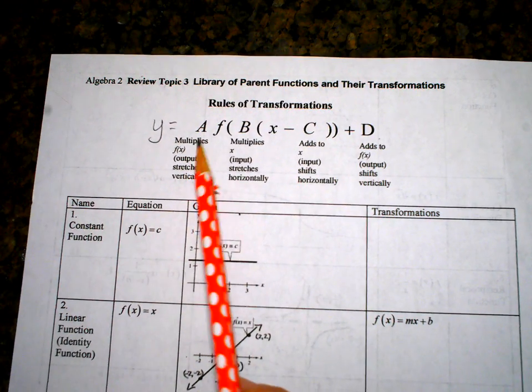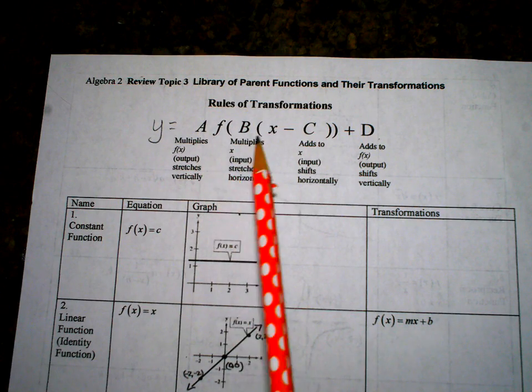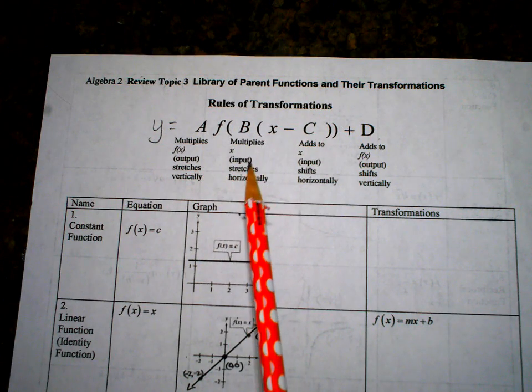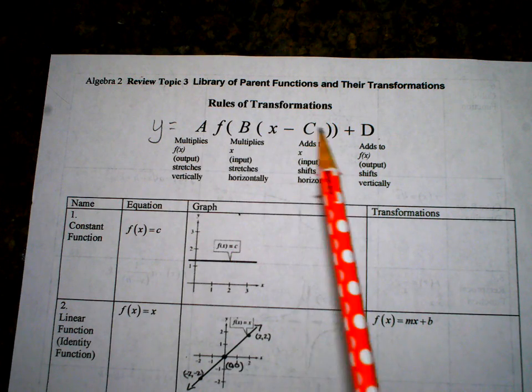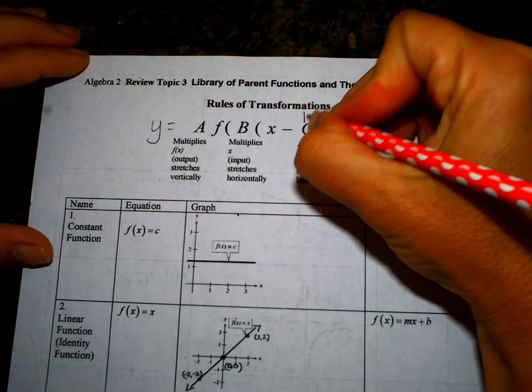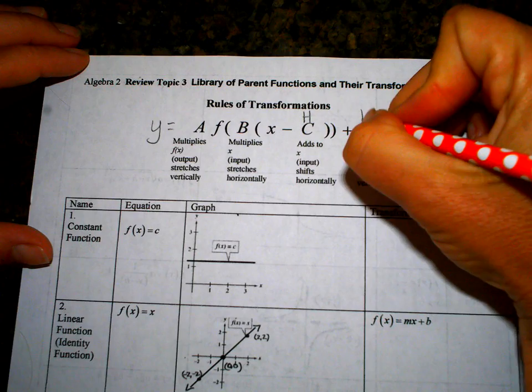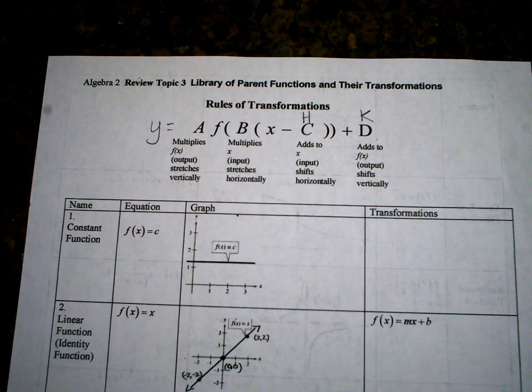Now, all of these letters, I'm sorry, they're going to be numbers. They relate to different transformations. So not every single parent function is going to have all of these different numbers. I want to remind you that this is also the same as h, and this is the same as k. All right? So let's go through them.